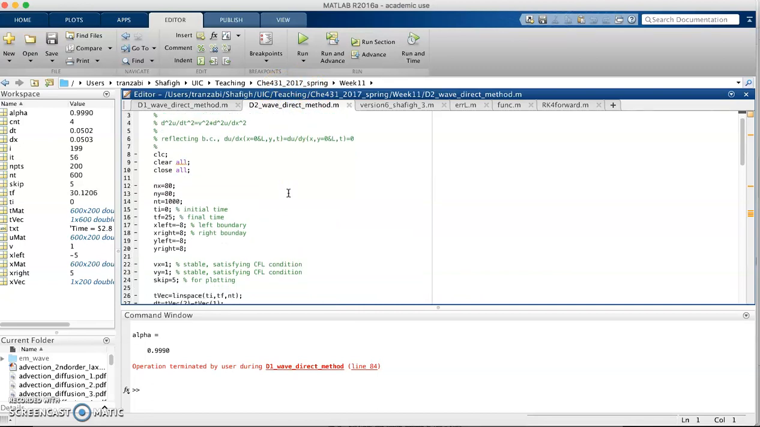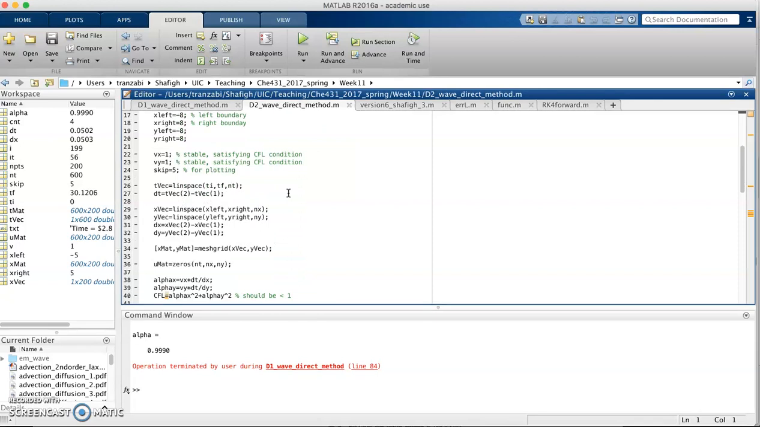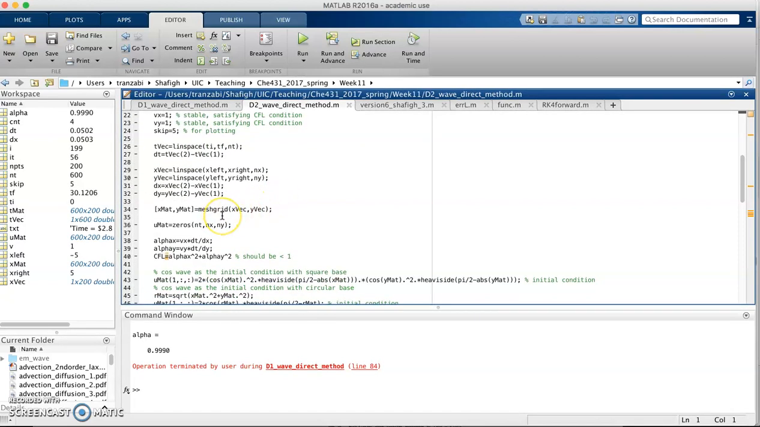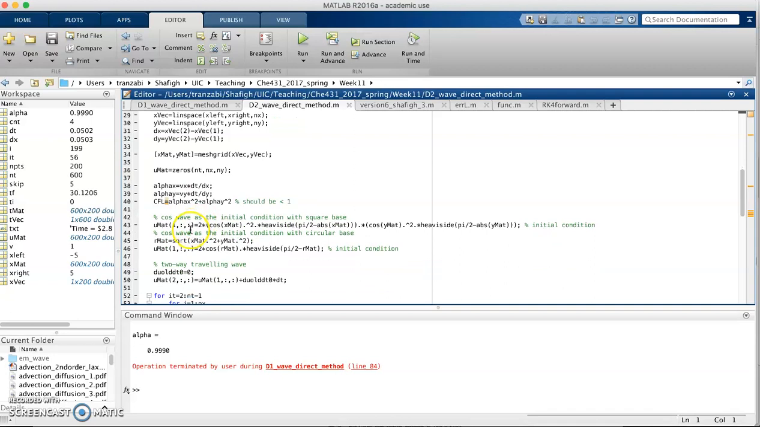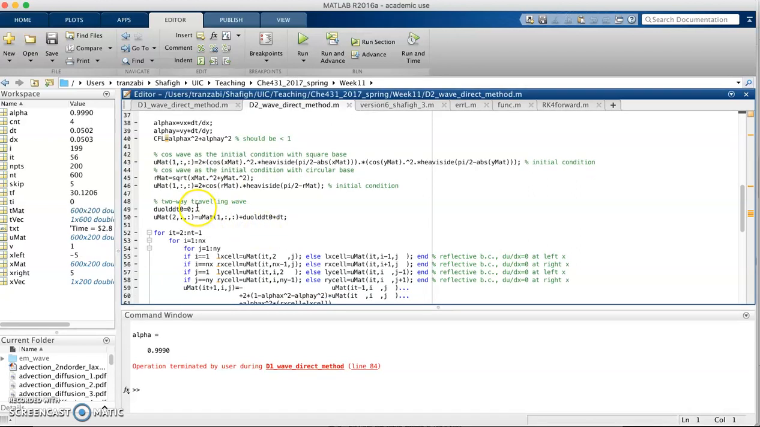In 2D wave, basically we follow the same thing, so I skip through most of the details. Now you have two variables to deal with. In the mesh grid, I only do the mesh grid in x and y. We don't put the time axis here. So now I create a cos wave in 2 dimensions, half cos wave. Then I cut the rest of it using the Heaviside function, and then apply the two-wave traveling wave. Then I apply the boundary condition we had before using dudt equal to 0.